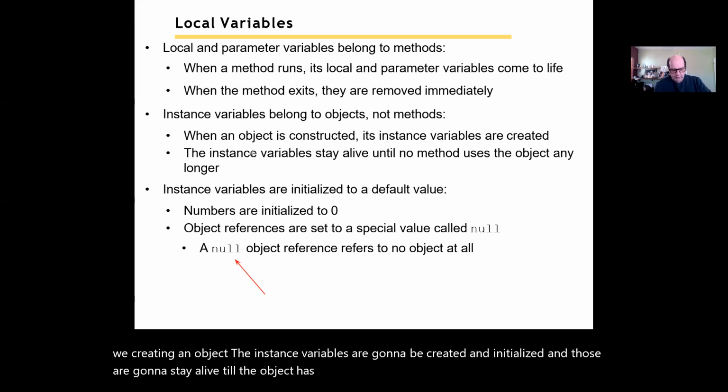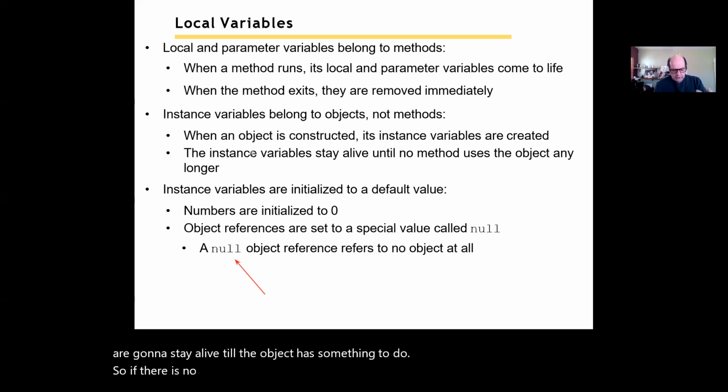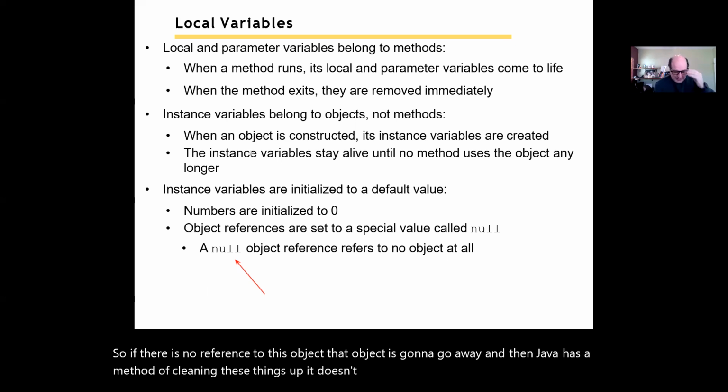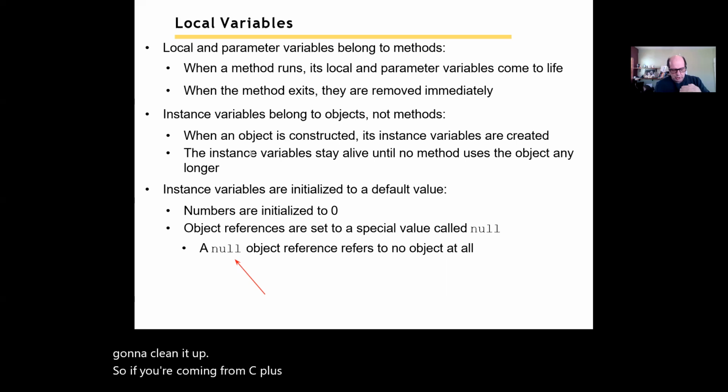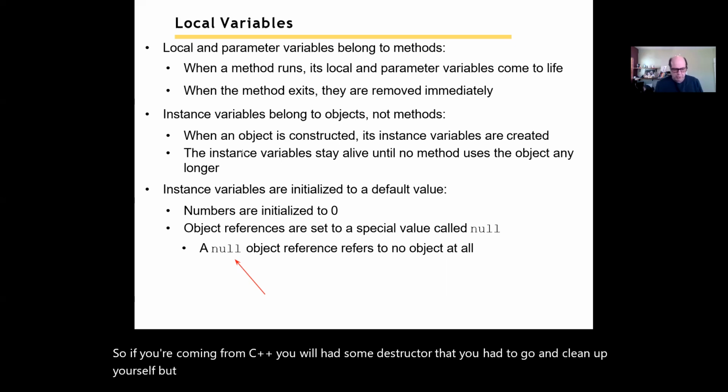If there is no reference to this object, that object is going to go away, and Java has a method of cleaning these things up. It doesn't do it right away, but it has something behind the scenes that goes around and sees that the object doesn't have any reference to it, so it's going to clean it up. If you're coming from C++, you had a destructor that you had to go and call to clean up yourself, but Java and Python do that for you.